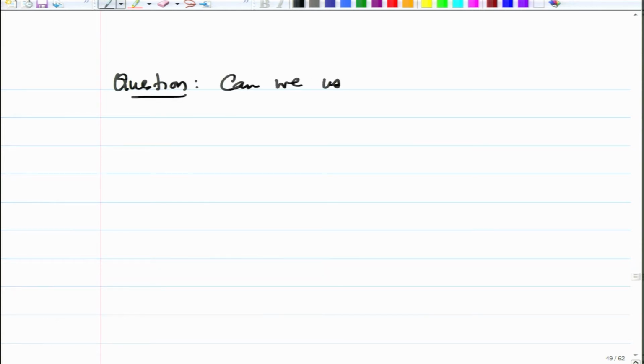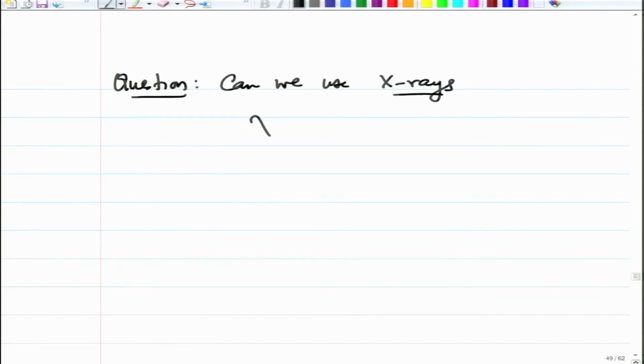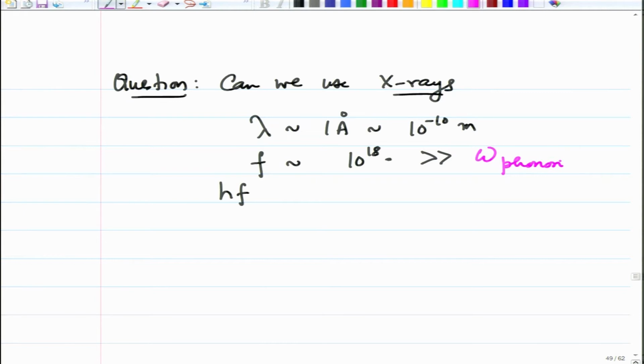Can we use X-rays? Because X-rays after all have lambda equals 1 angstrom or 2 angstroms and are used to study the crystal structure. So, lambda is of the order of 1 angstrom, which is 10 raised to minus 10 meters, and therefore, the frequency of X-rays is of the order of 10 raised to 18. So, hf corresponds to this frequency, which is much larger than omega phonon, right. Omega phonon was of the MeV range.